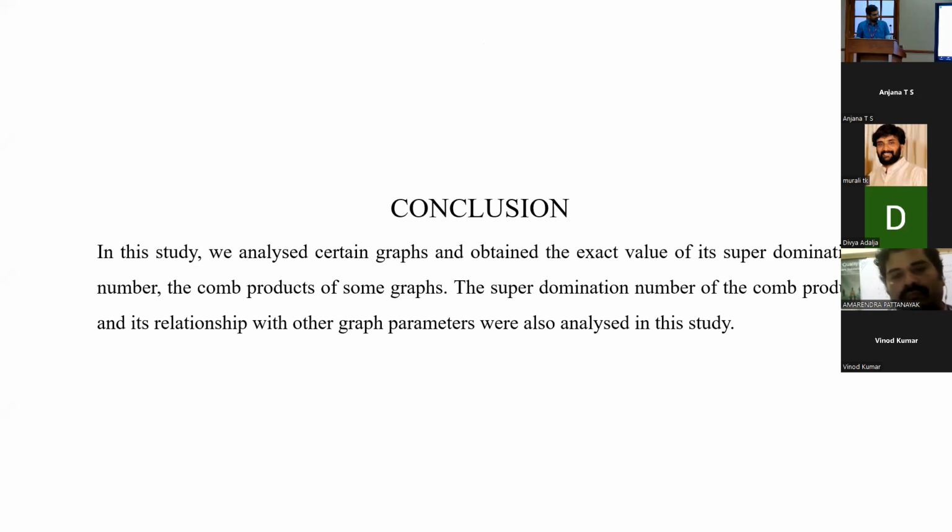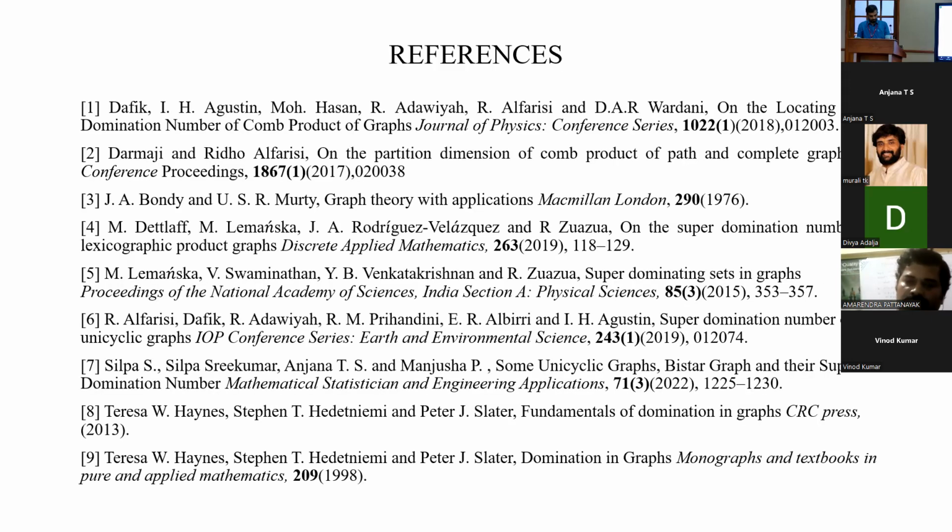So in conclusion, we can say that we analyzed certain graphs and obtained the exact value of the super domination number of the component of some graphs. The super domination number of components and other graph parameters were also studied in this study. These are my references. That's it.